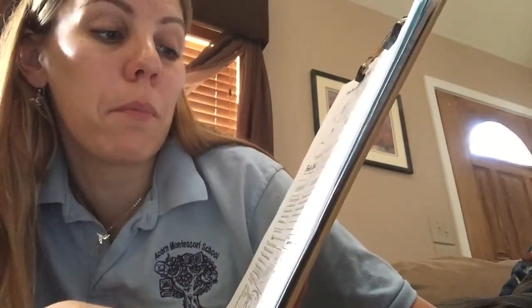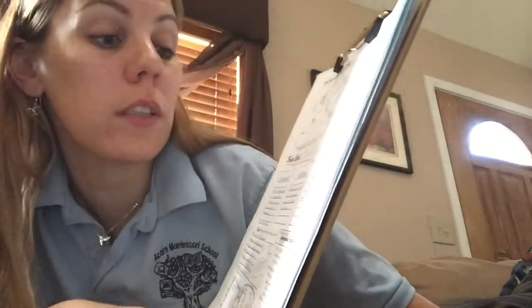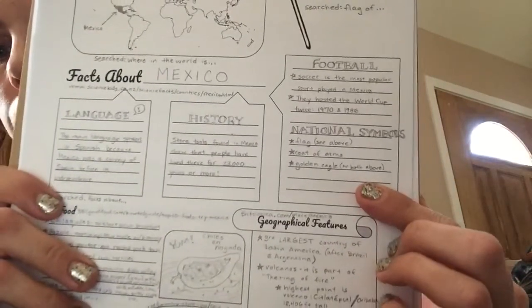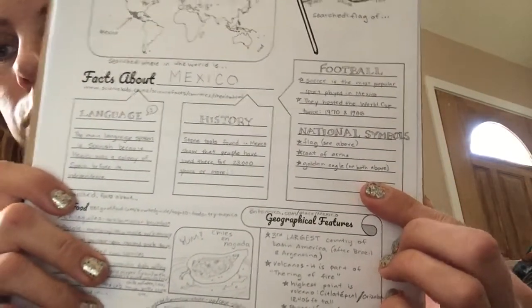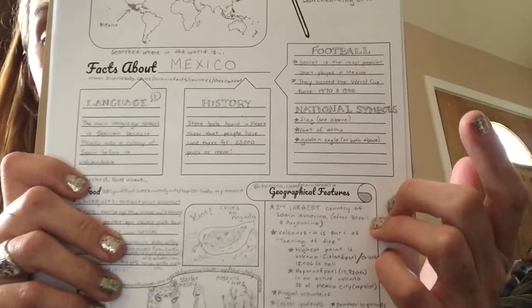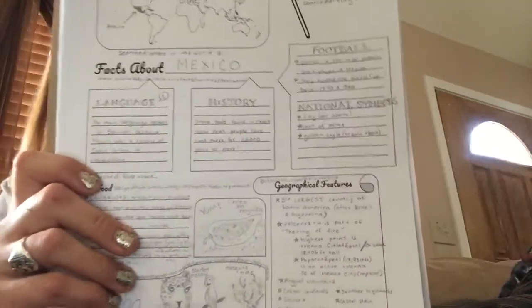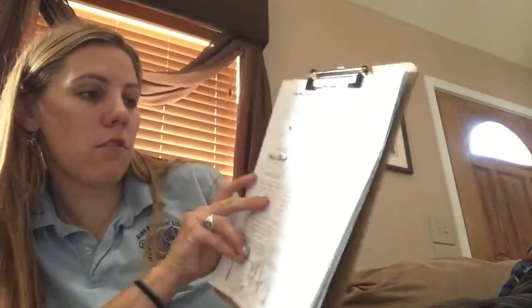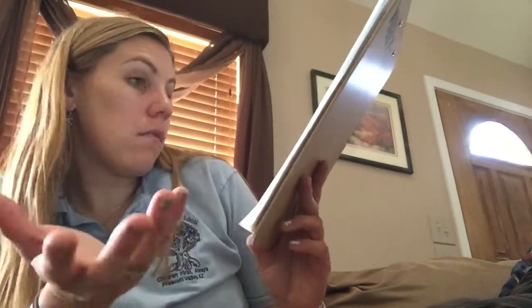And then football. Obviously soccer is the most popular sport played in Mexico, and they hosted the World Cup twice, in 1970 and 1986. So that was kind of neat. And then I added on national symbols just because I had some space. So the flag, the coat of arms, which I did not know Mexico had a coat of arms. That was kind of cool. And then the golden eagle, which is on both the flag and coat of arms, is the national symbol. So that pretty much covers everything that's on here.